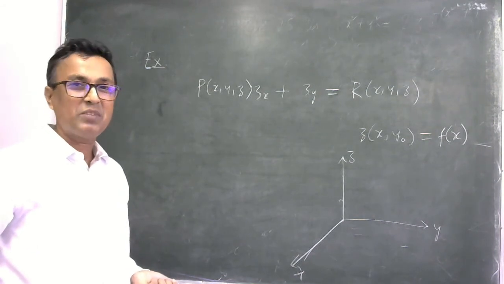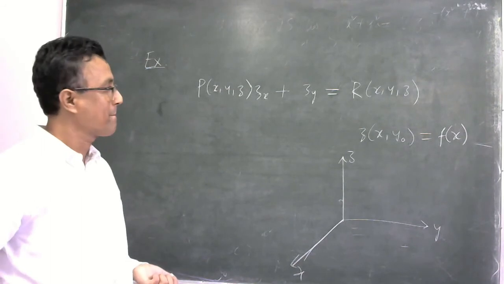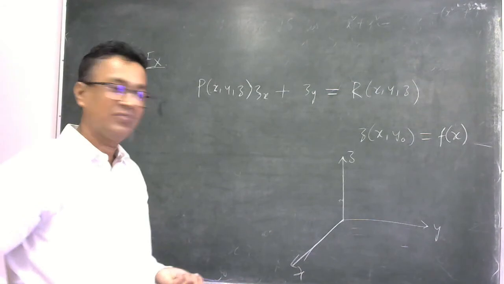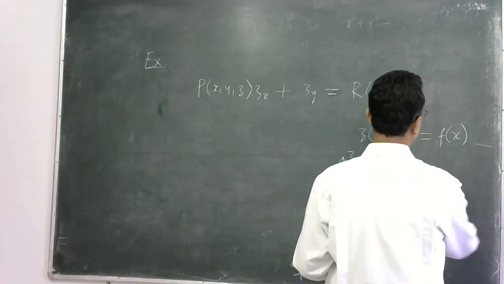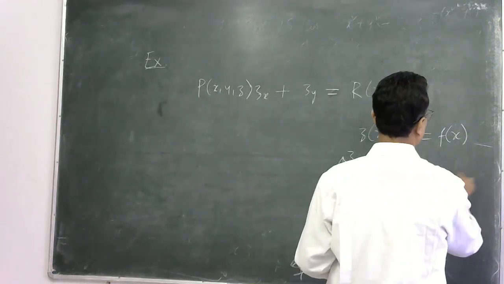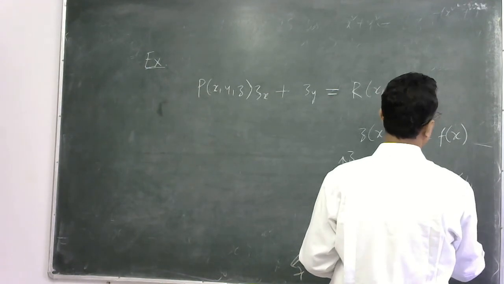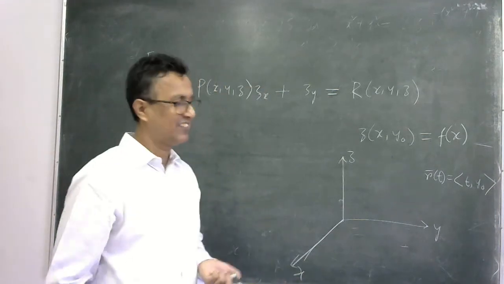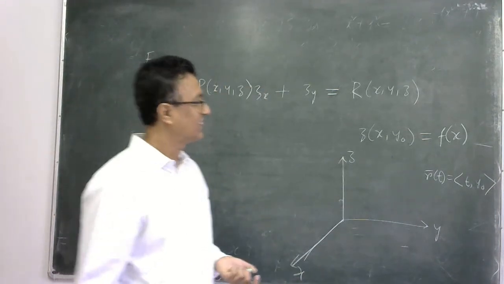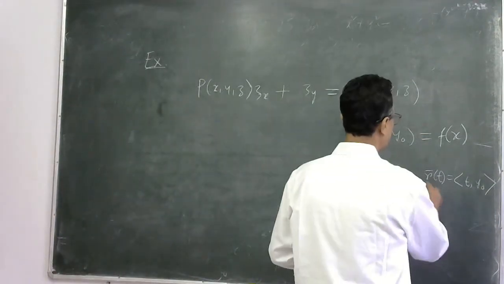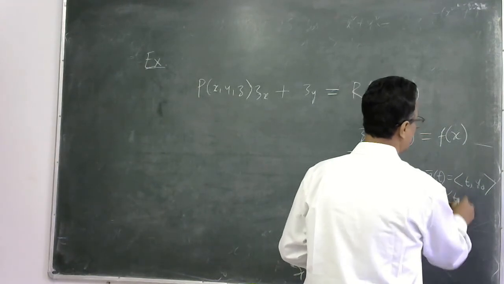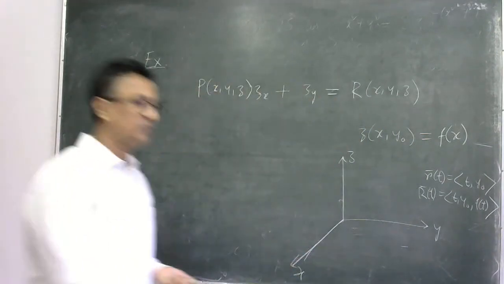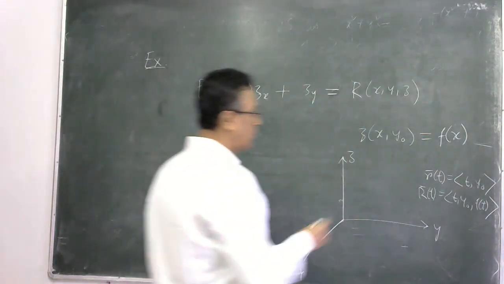How are you going to parameterize it? We can take x equals t. Y equals y naught, it is simply y naught, because that is constant, right? And z equals some function of x, f of t. Right? Isn't it?